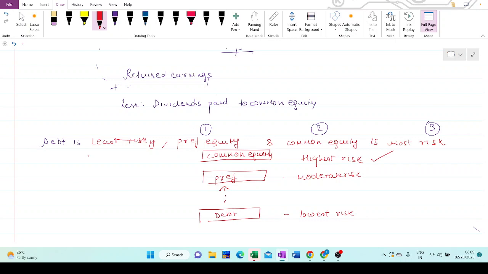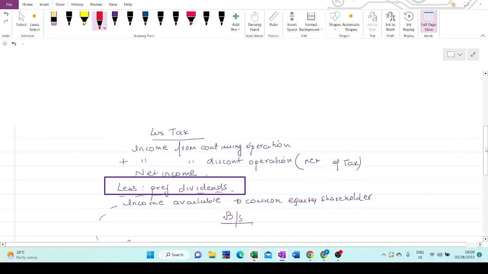And why are preferred shareholders said to be preferred over common equity shareholders? We've discussed this hundreds of times. Preferred shareholders are said to be "preferred" because preferred dividends are paid before common dividends, and the second reason is that in the event of the liquidation of the company, claims of preferred shareholders, that is the capital invested by preferred shareholders, are paid before common equity shareholders.